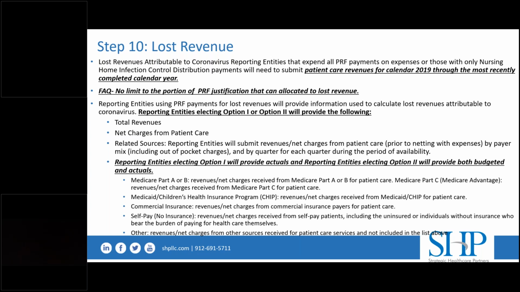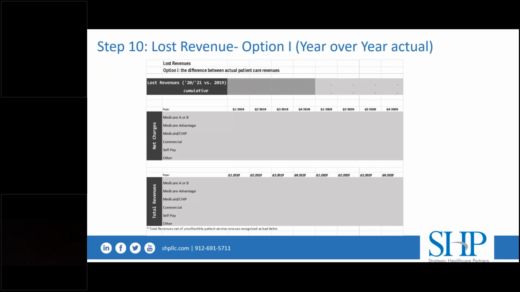The next slide is just our take at what a spreadsheet might look like to capture this kind of information. At the end of the day, what you're really looking at, at the top of that page, for option 1 at least, would be to look at the quarter over quarter and then the annual differences between 2020 and 2019.